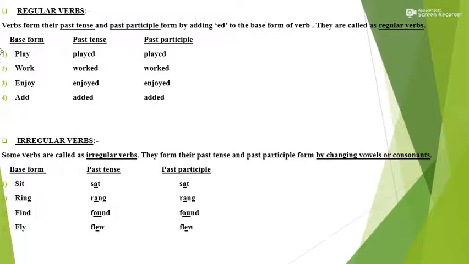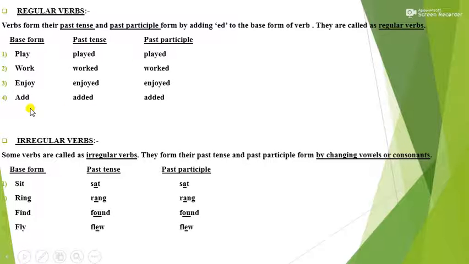Now see regular verbs. Verbs form their past tense and past participle form by adding ed to the base form of the verb. They are called regular verbs. Example, base form play, past tense played, past participle form played. You can see when we added ed, it is forming past tense and past participle form. Second, work, worked, worked. Third, enjoy, enjoyed, enjoyed.